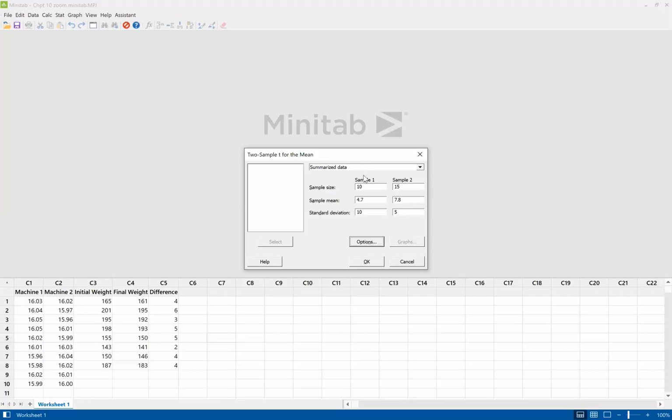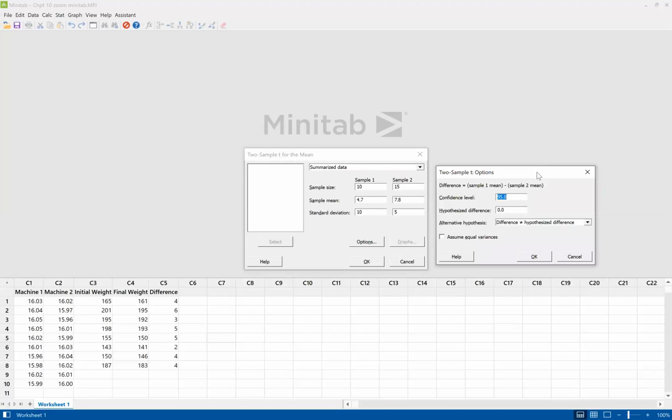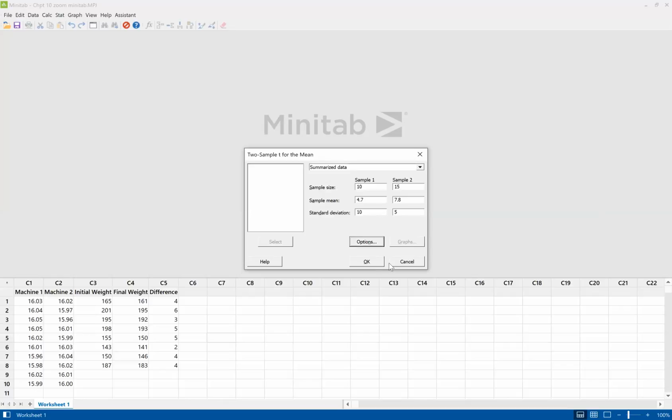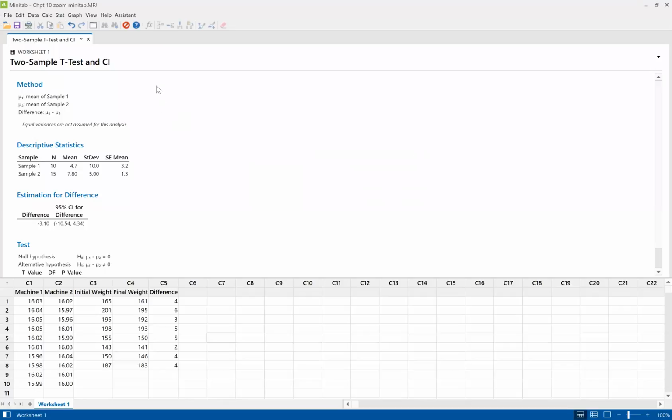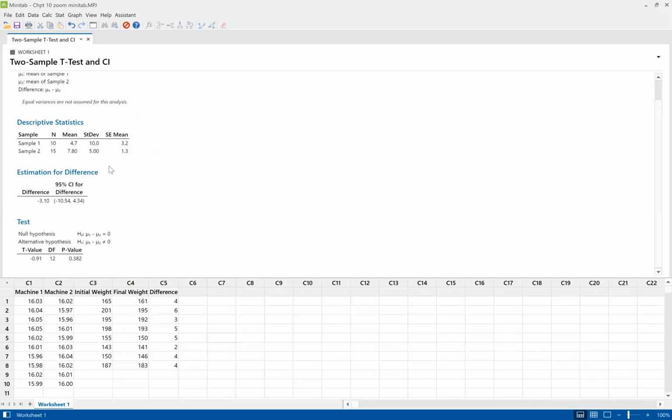Then we're told that we want to test this against an alpha of 0.05. So this confidence level of 95 is exactly what we're looking at. And we're looking at a null hypothesis that there is no difference between the two sample means, and the alternative hypothesis is that there is a difference. We do not have equal variances, and so we're not going to check that box. And so we hit OK for those options, and we hit OK on this box, and up pops the result. And so we see the descriptive statistics immediately, which is what we put in ourselves. And then down here is what we're looking at.